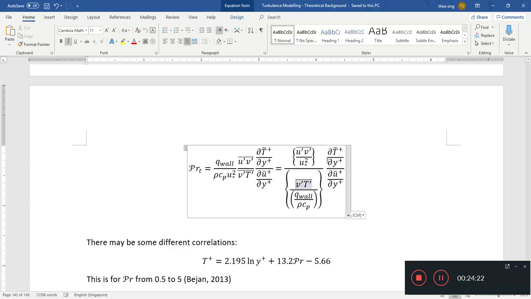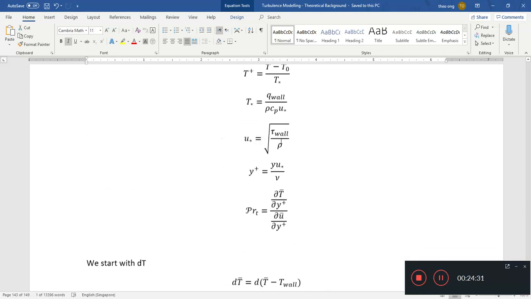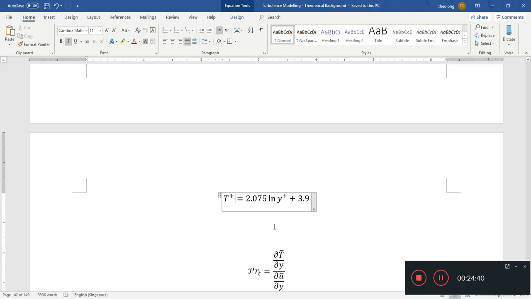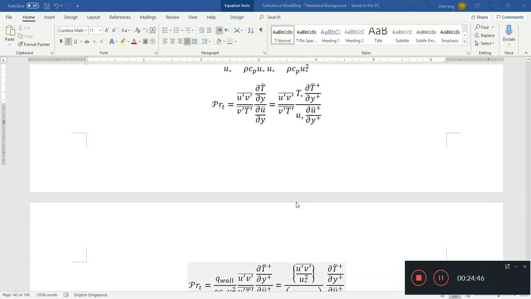Once you have this, we can start plugging in dθ+/dy+ and dU+/dy+ in the form of these wall functions. If you take a look, the dT+/dy+ will be this. You can do a differentiation over there, but I will stop now and continue in the next video. Thanks for watching.